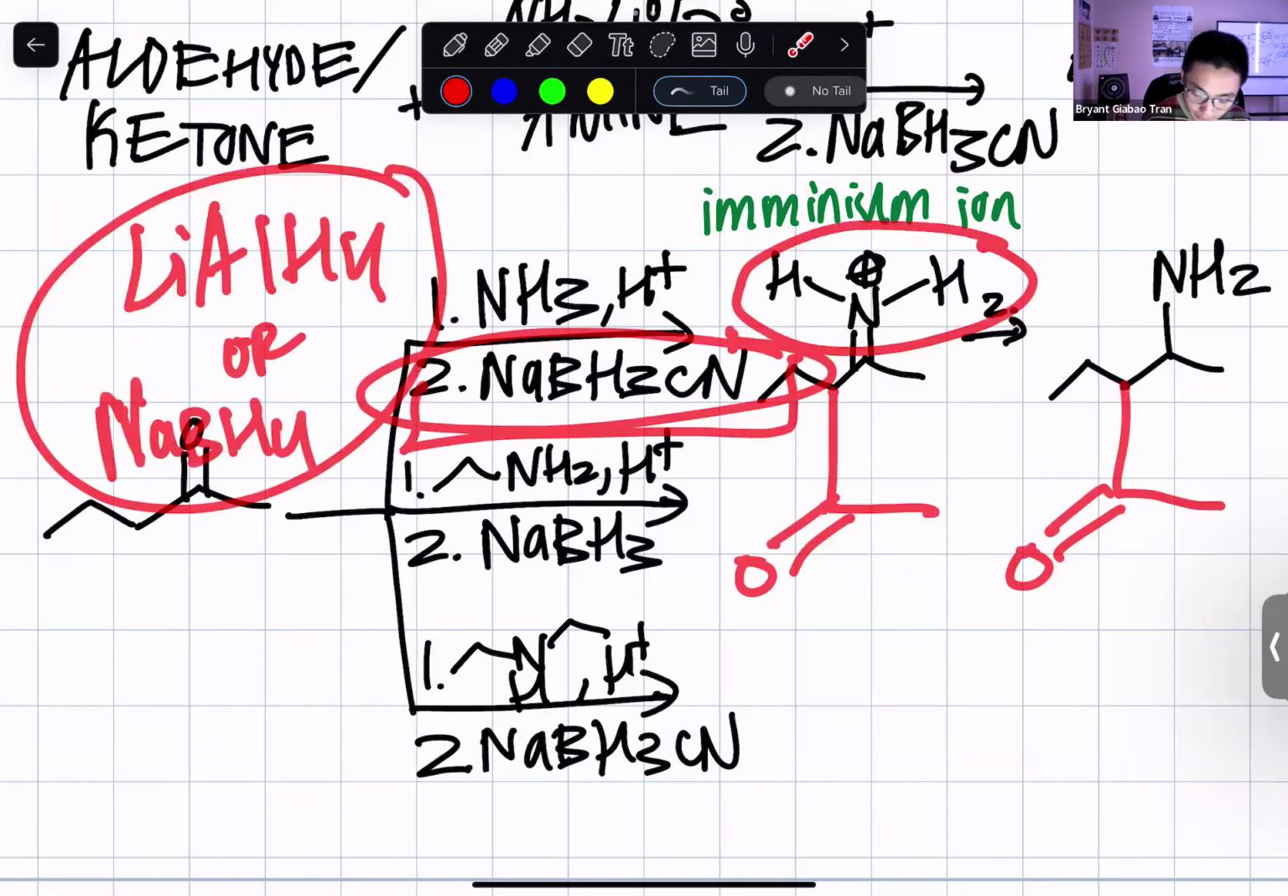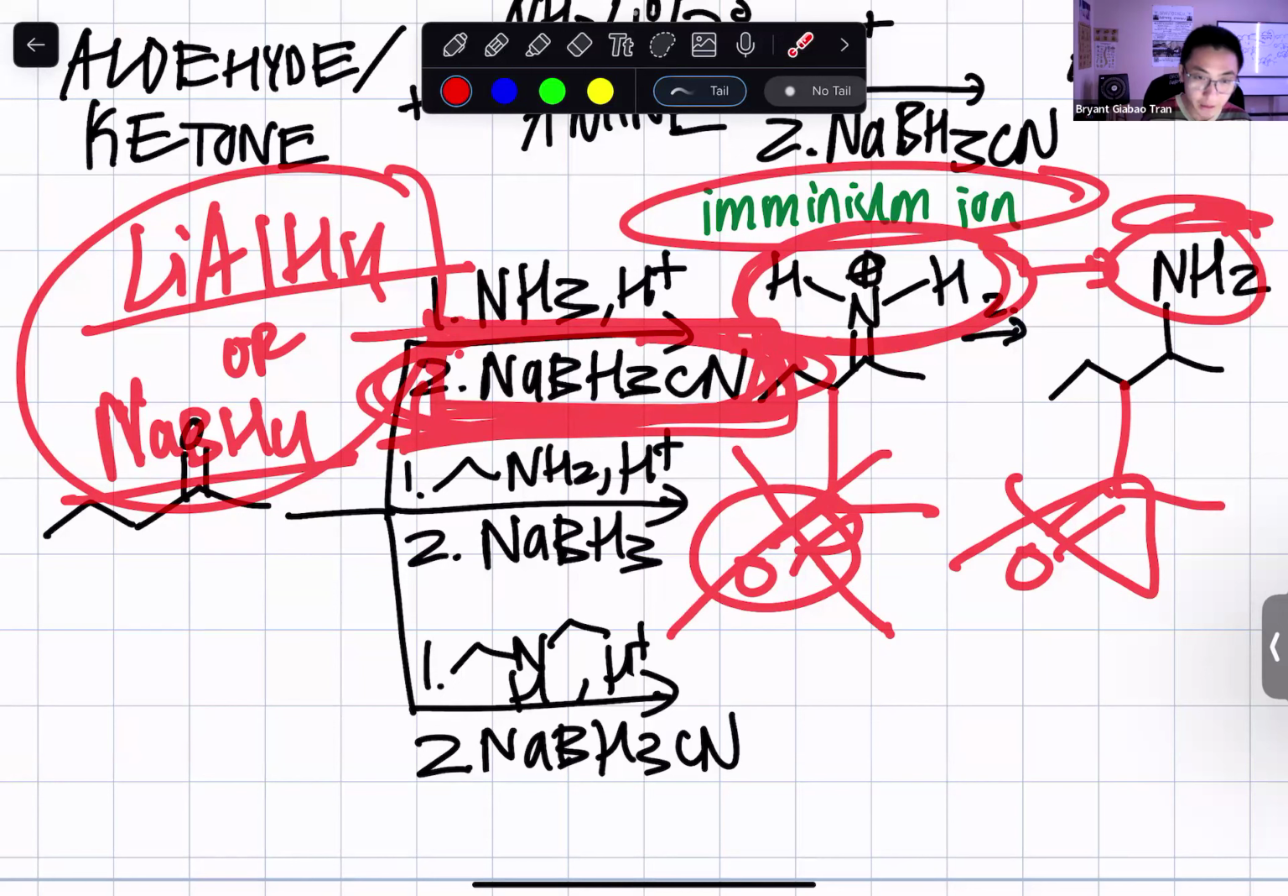If we were to use lithium aluminum hydride or sodium borohydride instead, we would reduce both the iminium ion and the ketone or aldehyde down, right? But in synthesis, if you don't want to reduce a ketone or aldehyde, you have to use NaBH3CN. And you'll most likely see this as a reagent for predicted products for reductive amination. This reducing agent right here, NaBH3CN, is a big indicator that you have a reductive amination reaction going on.